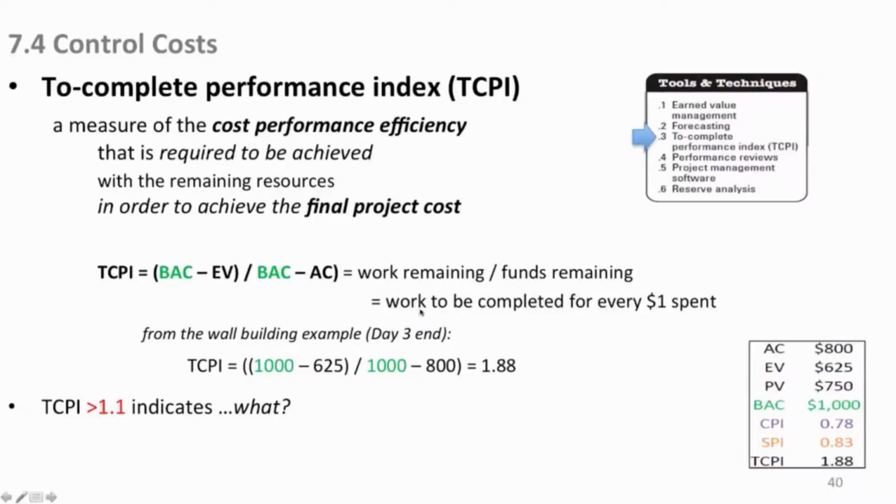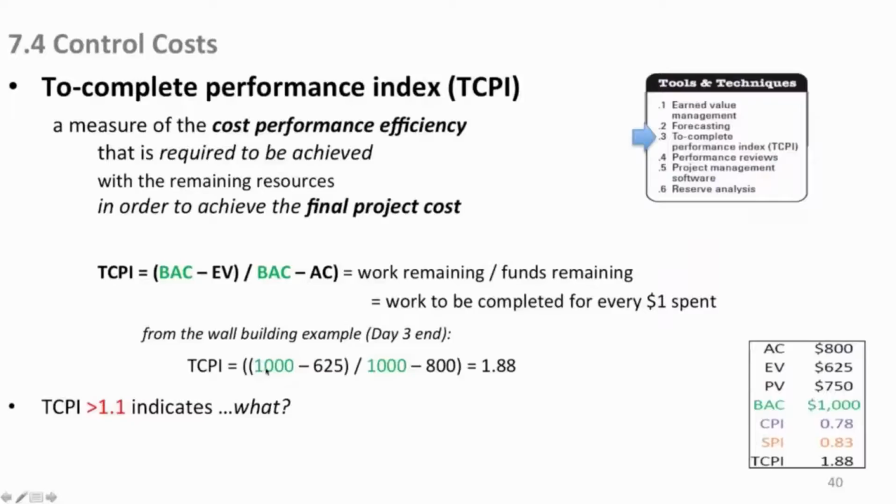And what that means in layman's terms or management terms is that, hey, this is the work we have to complete for every dollar we spend. So if it's 1, that means good. For every dollar we spend, we have to contribute $1 worth of work. In our case, though, because we're behind both in cost and schedule, given our numbers here, you plug the numbers in the formula, and you come up with a 1.88. What does that mean?